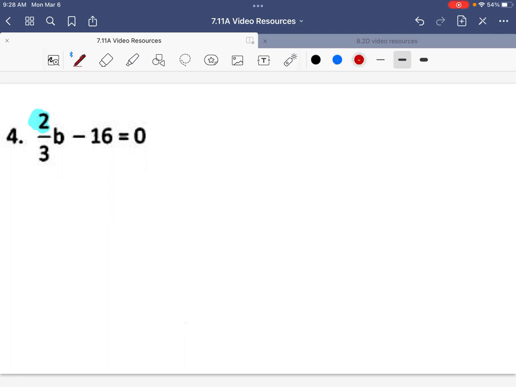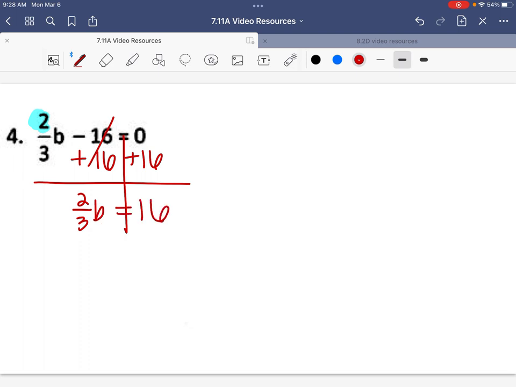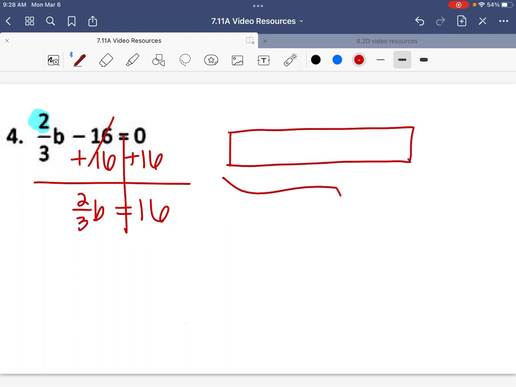Well, I need to create 0 pairs to get my variable by itself on the left-hand side. So a negative 16 combined with a positive 16 will make a 0 pair. And I am left with 2/3 of b is equal to a positive 16. So again, I can represent this using a strip diagram. I have my whole strip, which is equal to b.